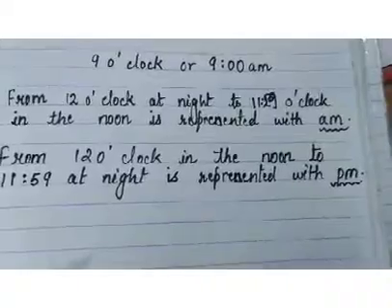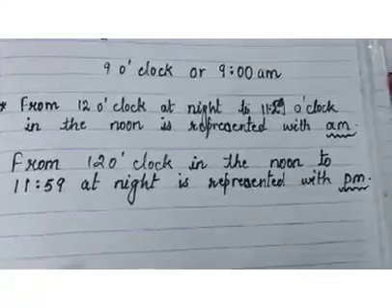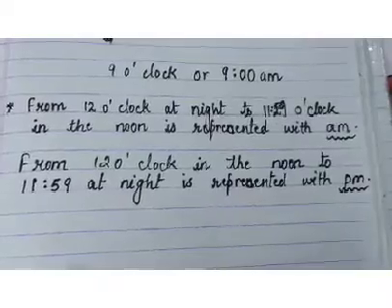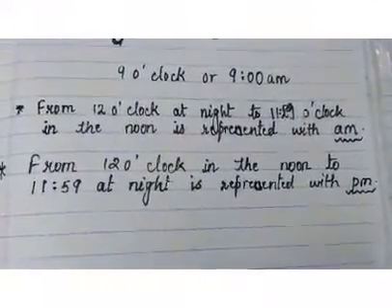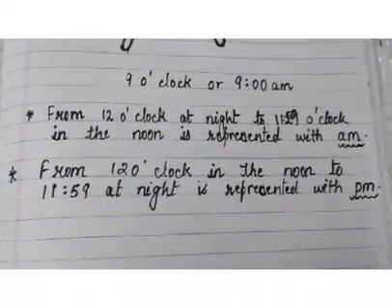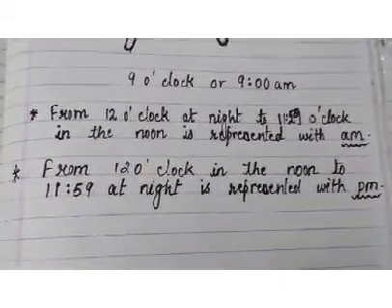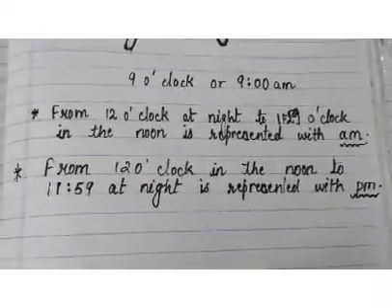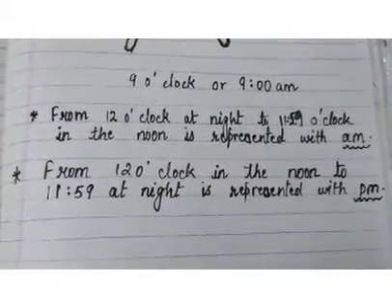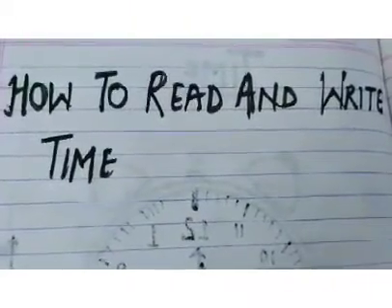From 12 o'clock at night to 11:59 in the noon is represented with AM. And from 12 o'clock in the noon to 11:59 at night is represented with PM. So yes, the day timing is represented with the help of AM, and afternoon along with evening is represented with PM. Now we learn how to read and write time.